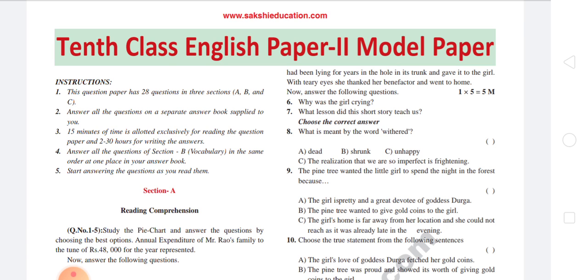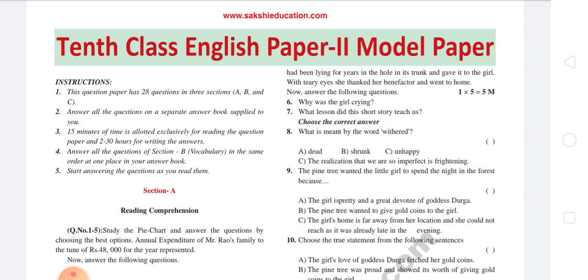Second instruction: answer all the questions on a separate answer book supplied to you. Already I told you in the previous video, the government will allot you an answer booklet. That booklet contains 24 pages and we should finish our exam in those 24 pages only. If you need any additional pages, the government won't allow you to take them. That is very important to remember.